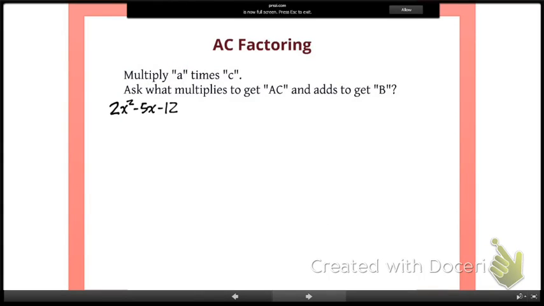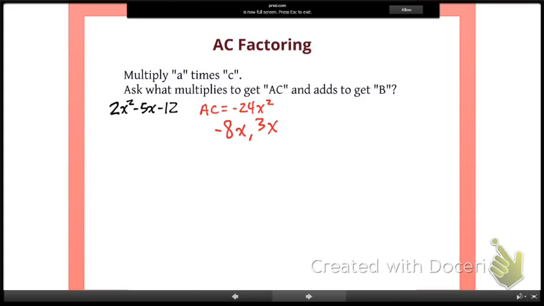The fourth way we can factor is by AC factoring. Here's our example that has a leading coefficient of 2. So we know we can't factor immediately by inspection, but we can multiply our first term by our last term. In this case, 2 times negative 12 is negative 24, and don't forget your x squared. So now we can factor by asking what multiplies to get AC and adds to get B. In this case, negative 8x times 3x is negative 24x squared.